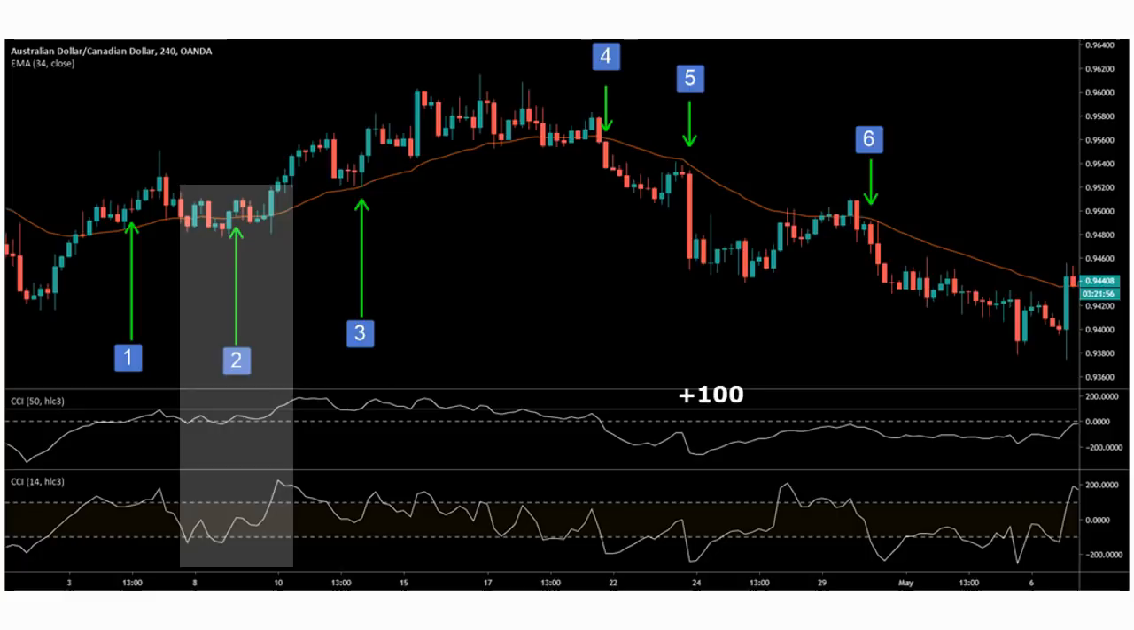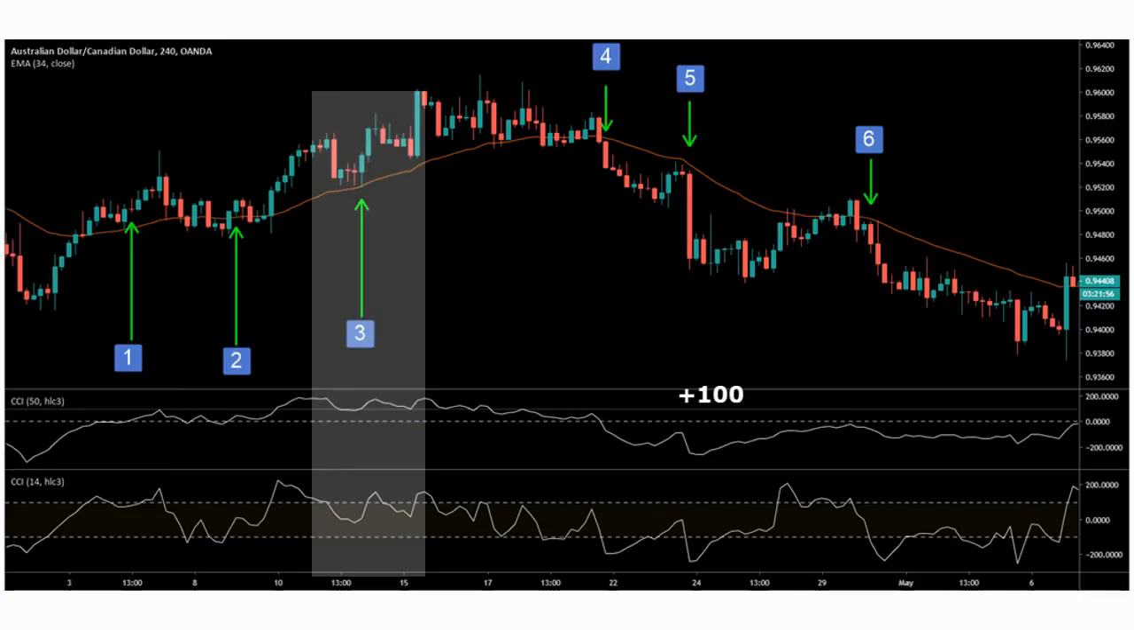And number 2, this is another trend change, and although the zero line is not on the 14 CCI, it's crossed. And this trade does sit through 16 hours of chop. And number 3, this is the first pullback trade, and this can be used as an add-on or a standalone entry.